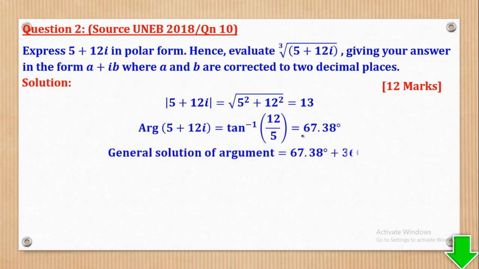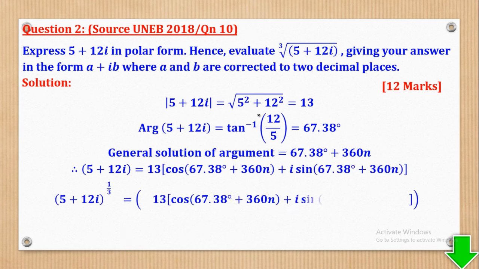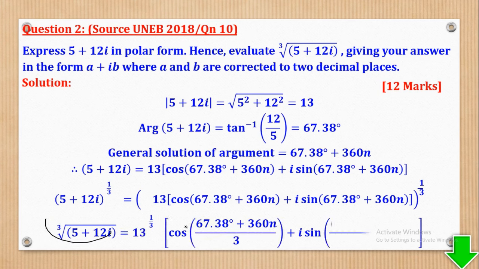The next step is to get the general solution and also the modulus argument form. Next, they want a cube root, therefore raise both sides to power 1 over 3. Therefore this side should be cube root, and on this side use De Moivre's theorem to get this and this. The next step is to substitute.